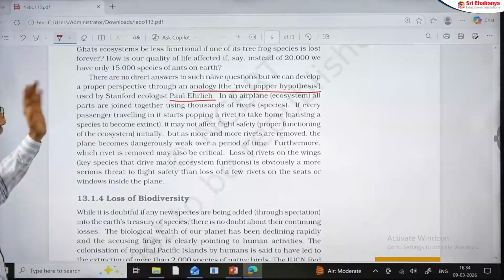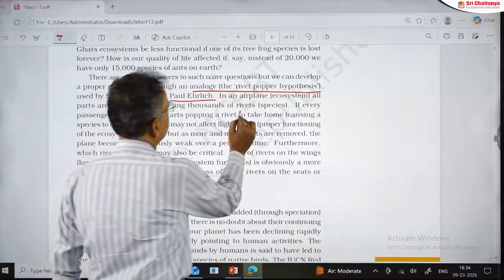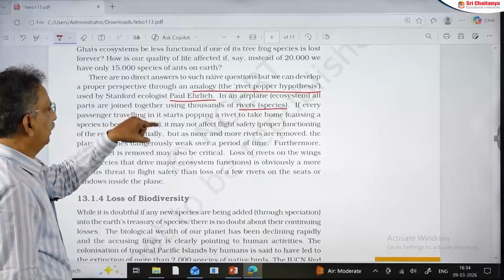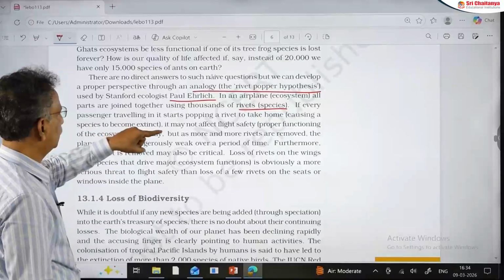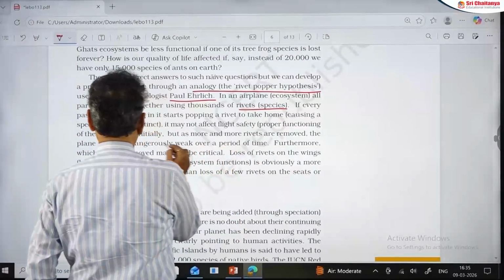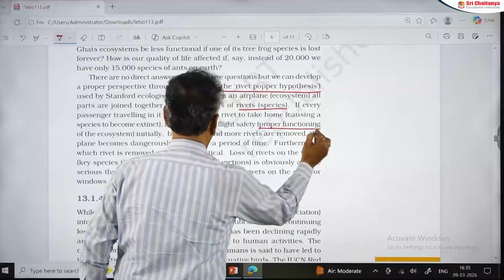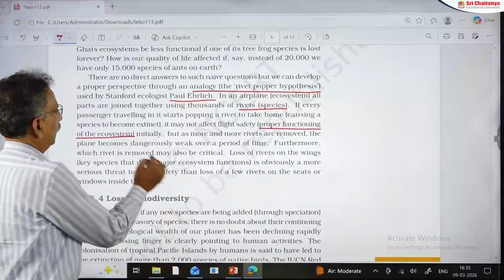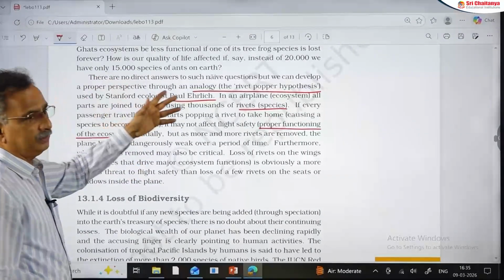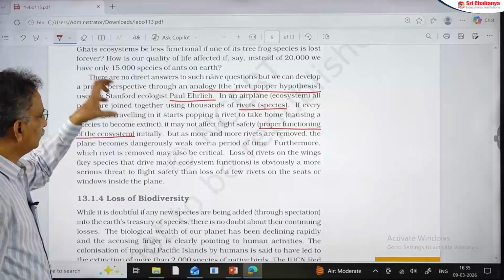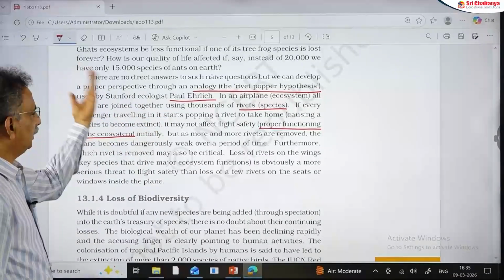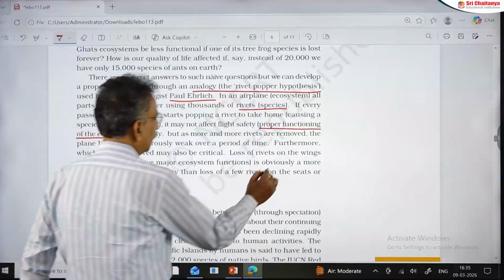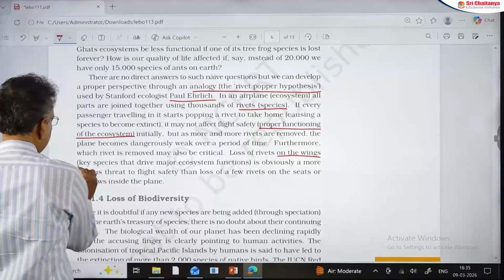So, he is the person, according to that, each rivet is a species, and he is comparing it to an aeroplane. So, each rivet is a species, and that is the proper functioning of the ecosystem, an analogy for this. And if everybody is taking a rivet home, it means every species gets destroyed, automatically species diversity will become less, thereby the stability of the ecosystem will be lost, right? So, loss of rivets on the wings means they are the ones which are key species.